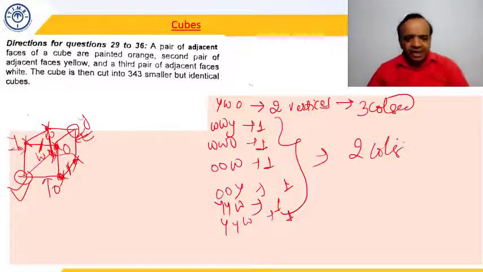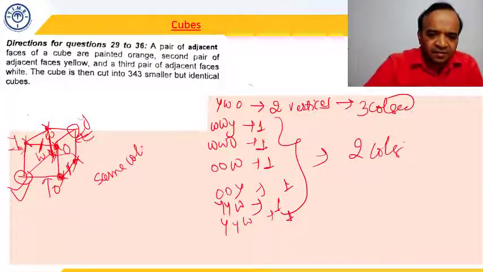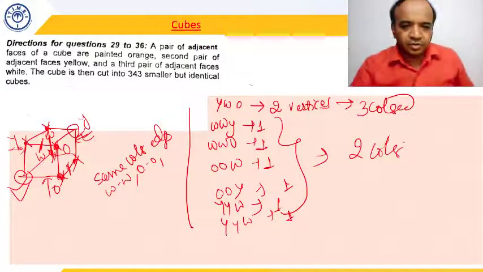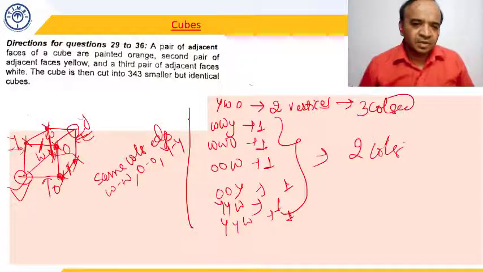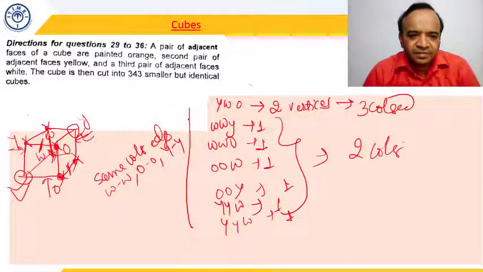Similarly, if I talk about edges, there are how many such edges which have the same color? So just look at this. White. This edge has white. So same color edges. One is white. Another is orange. Third one is yellow. Right? These are same colored edges.